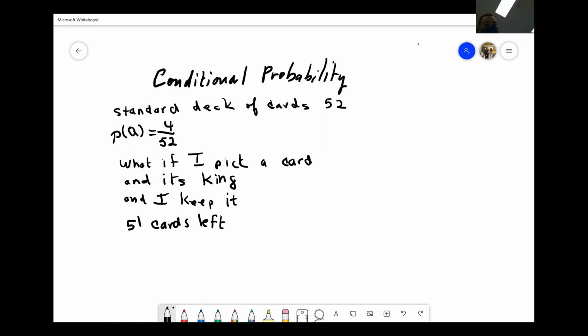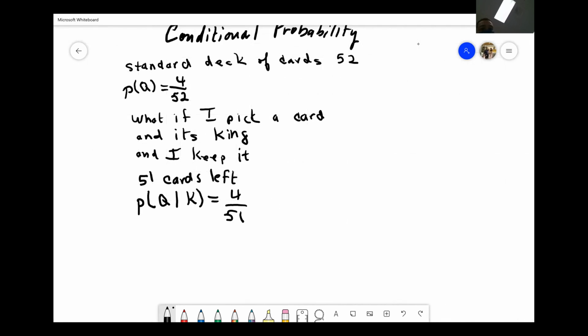Now, if I ask you, what's the probability of getting a queen given I just drew that king, what would you say it would be? 4 out of 51. And this is what a conditional probability is. This is read as the probability of queen given king. In this case, because we kept the king, we altered the probability of queen, because under normal circumstances, the probability of queen is just 4 out of 52.